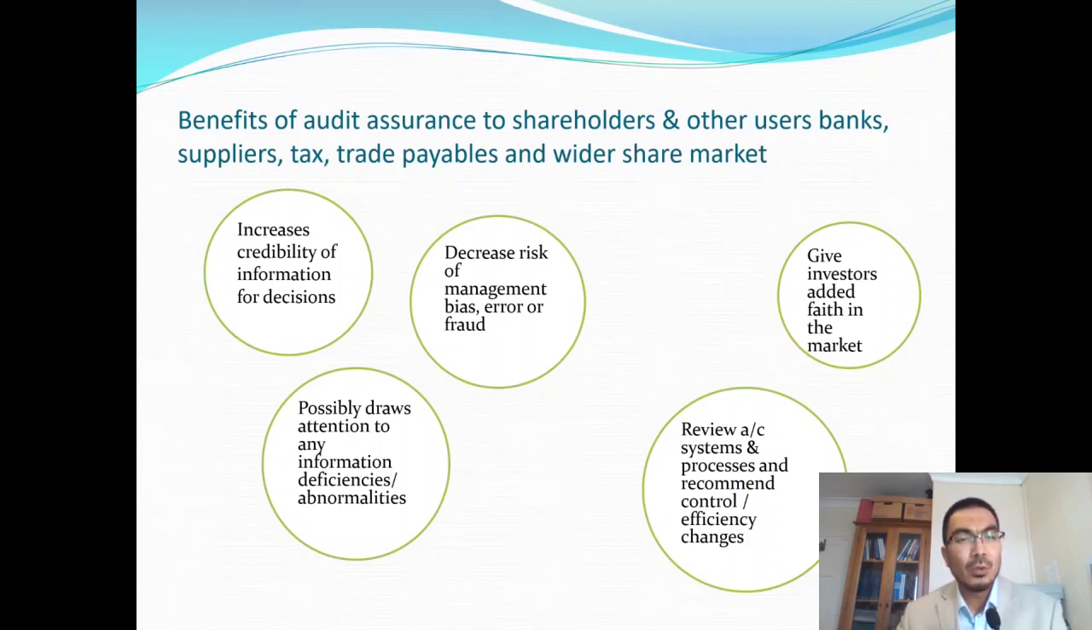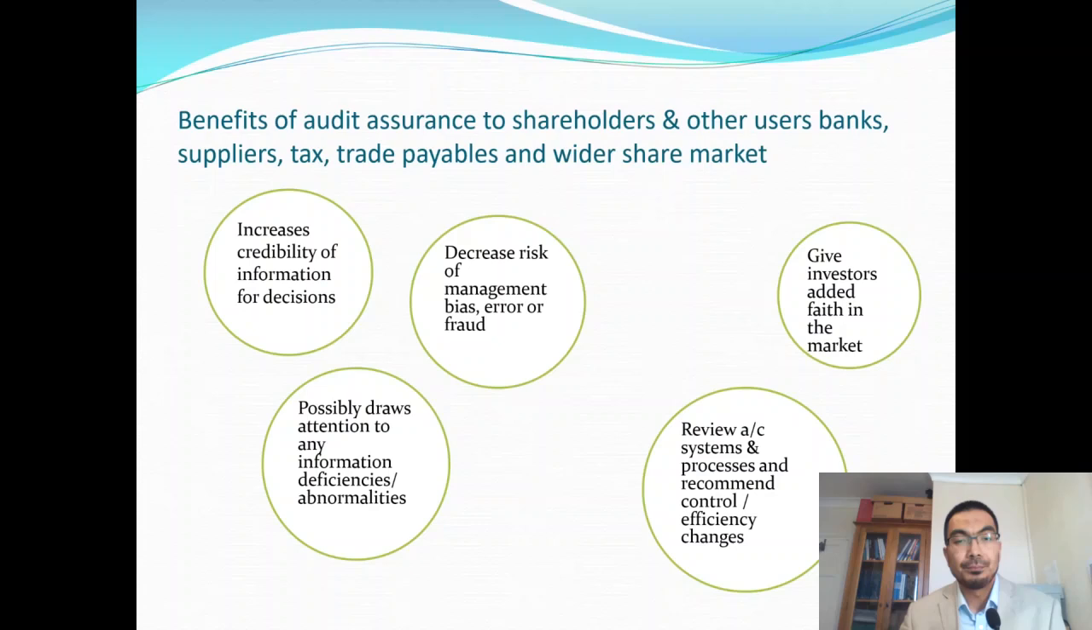The third one is possibly drawing attention to any information or deficiencies in the financial statements. If auditors find any information, then they will put in their notes, in their reports, such as any deficiencies or abnormalities, and that will also point it out in the report, so we are aware of it. And also gives the investors added confidence and faith in the market. So a lot of investors, they want to invest in the company, so they will look at the audit report, and that will give them the credibility, and also they have trust in that information, so they can buy the shares of the companies. Lastly, a review of accounting system and process and recommended control.